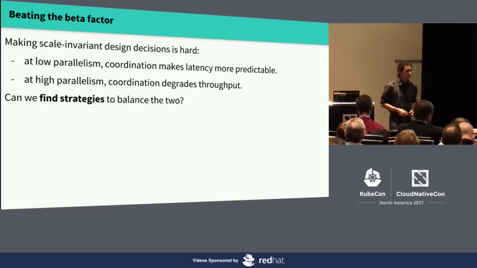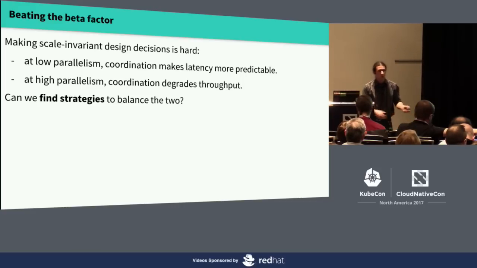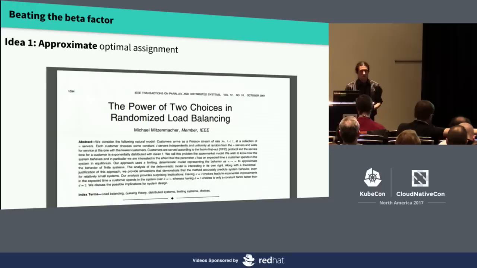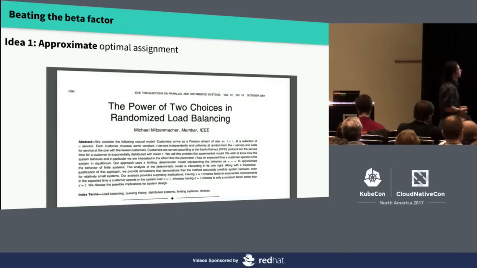So can we be clever? Can we find strategies to trade off these two fundamental characteristics of system performance and do something that performs pretty well across all spectrums of scale? Well, yes, we can. So here are two pretty neat ideas for how to do that.